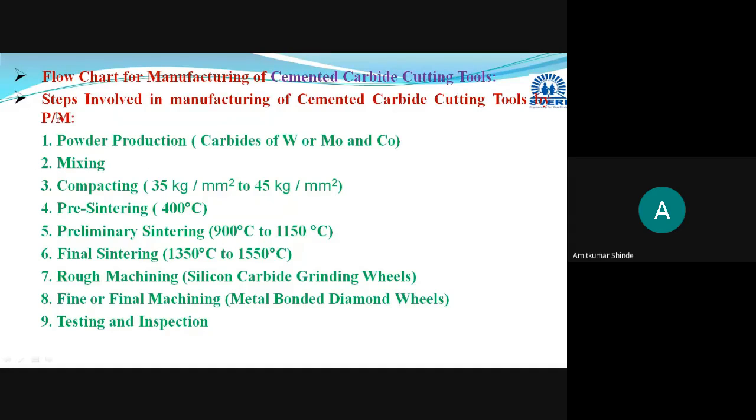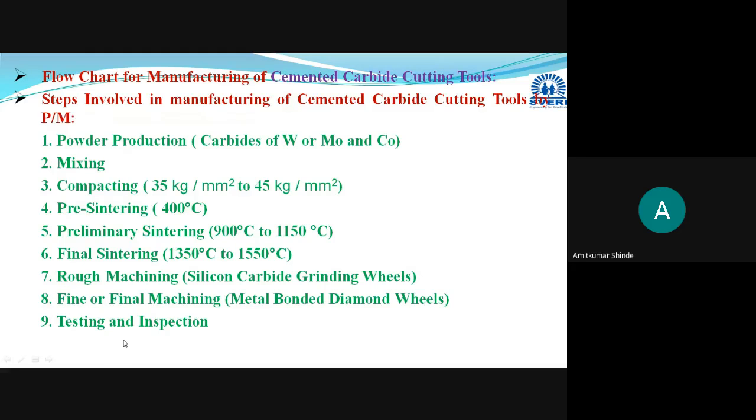Now I will explain, these are the stages involved in the manufacturing of the cemented carbide cutting tools. Cemented carbide cutting tools can be manufactured using these stages. You will find that more stages are there.